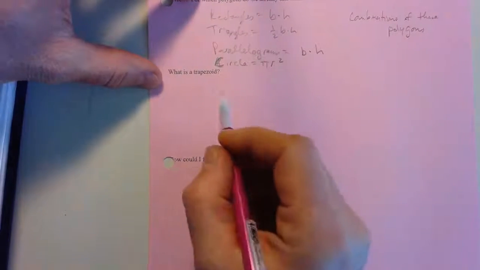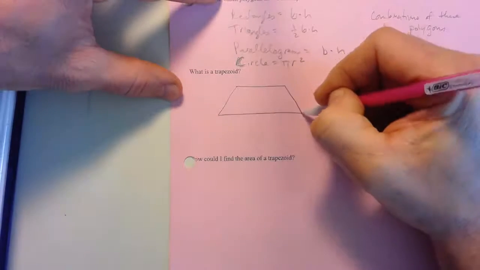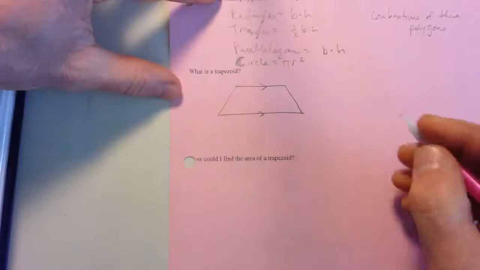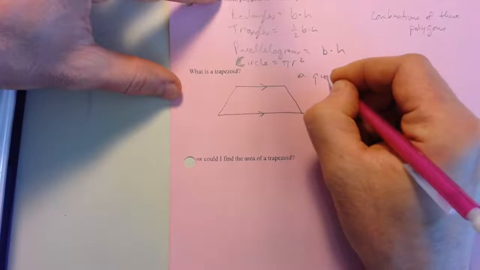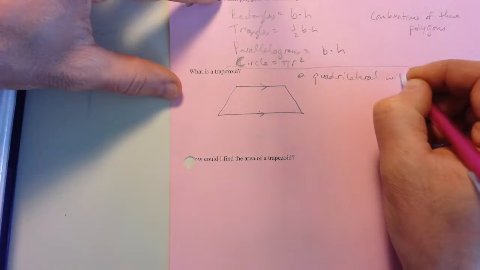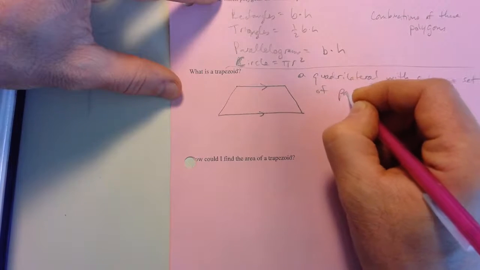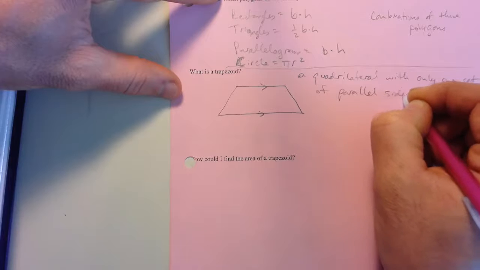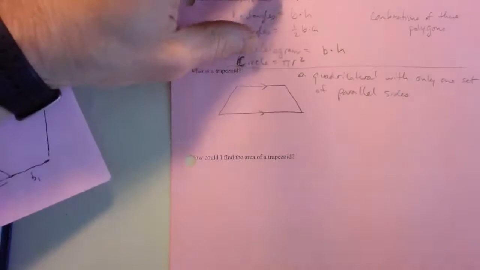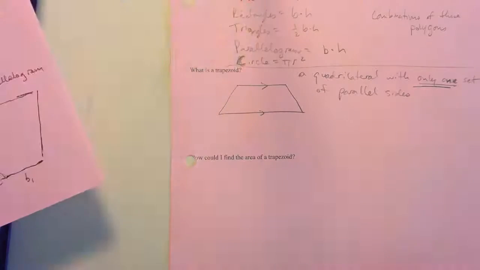So now we're going to talk about a trapezoid. You may or may not remember that a trapezoid has only one set of parallel sides. It's a quadrilateral. And it's important to underline only one set. If it had two, it would be a parallelogram. So that's the key thing.